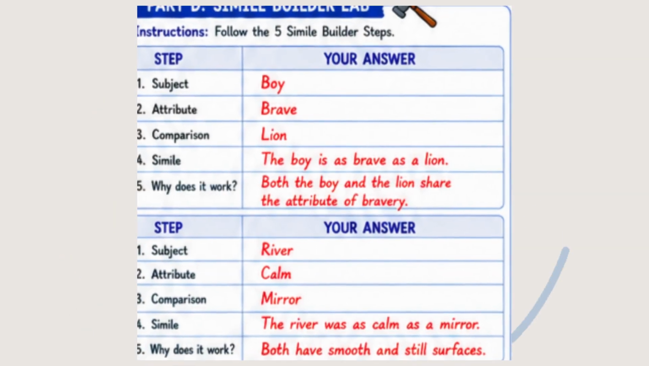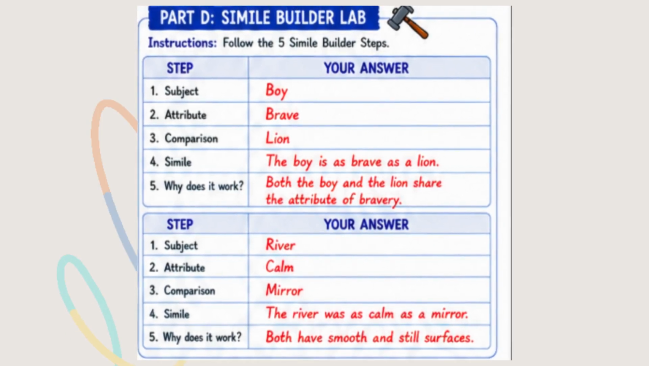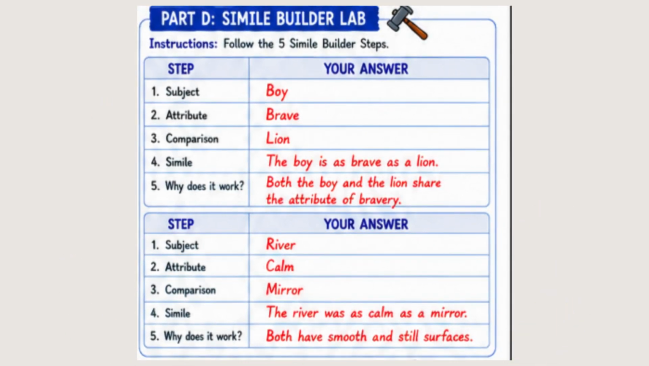In Part D, Simile Builder Lab. Part D is the core activity of the worksheet. Students apply the Simile Builder formula by following 5 steps. First, identify a subject. Second, determine its attribute. Third, choose an appropriate comparison. Fourth, build the simile using like or as. Finally, justify why the comparison works. This guided process helps students construct meaningful similes systematically.